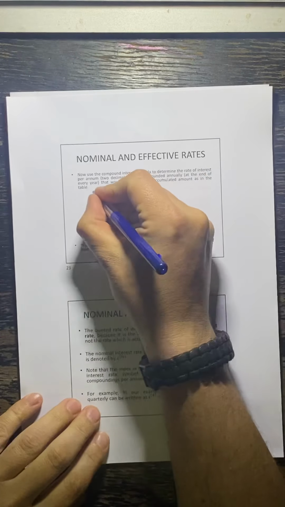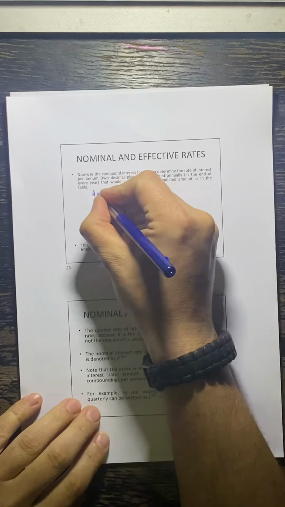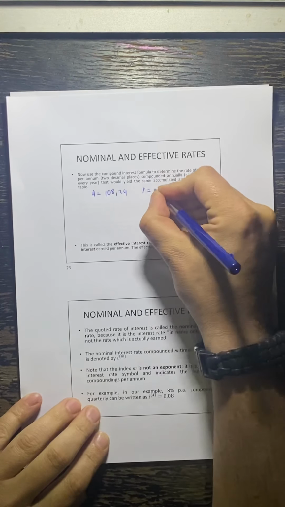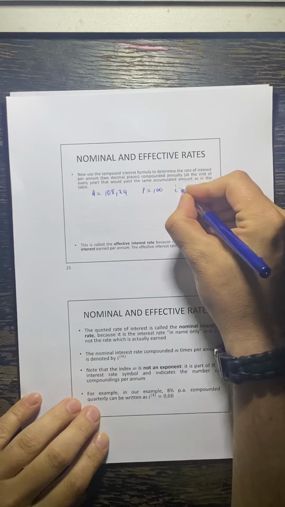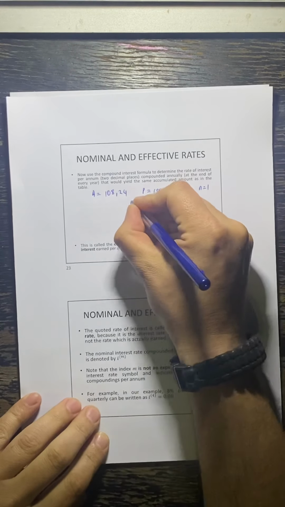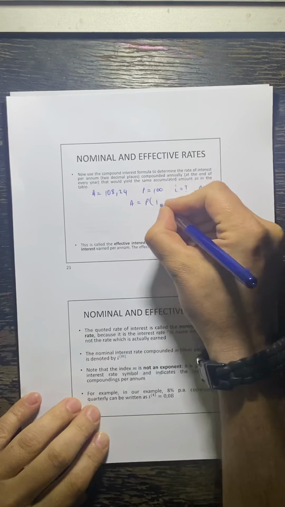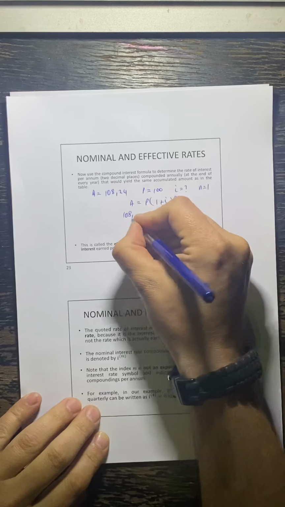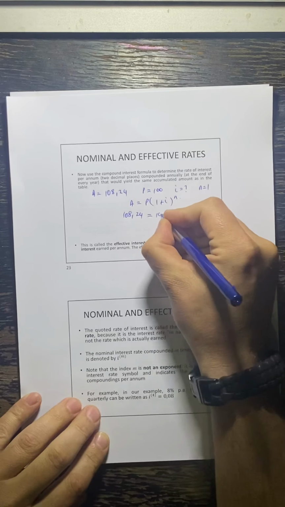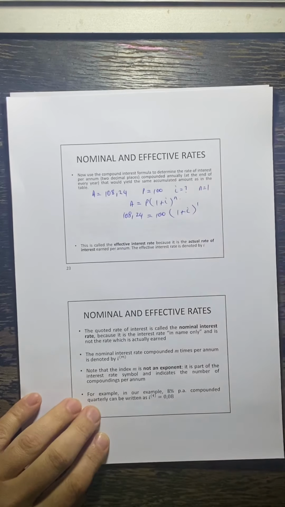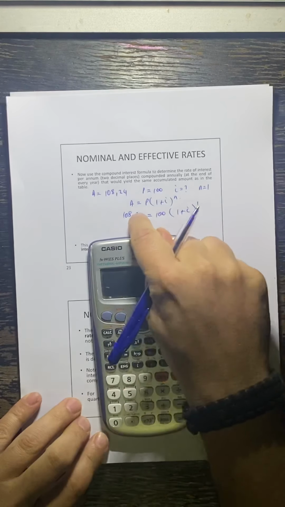So we've got A is equal to, so our accumulated amount here would be the 108 Rand and 24 cents. The principal amount is 100 Rand. The interest rate, we don't know. That's what they're asking. And our time period is 1. So A is equal to P, 1 plus i to the power of n. 108.24 equals 100, 1 plus i to the power of 1. Okay, so I'm going to divide by 100.